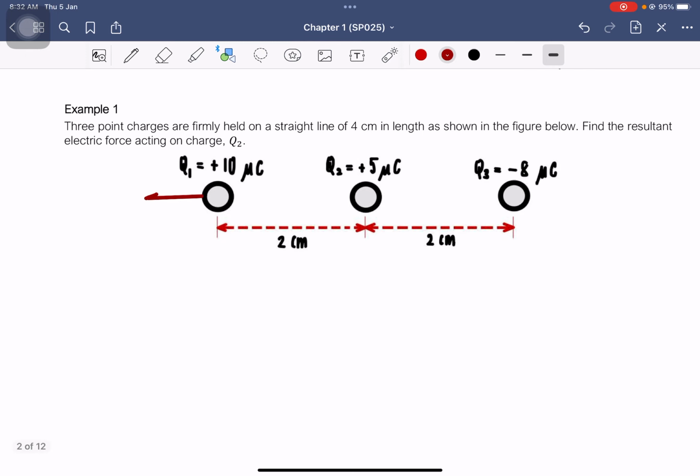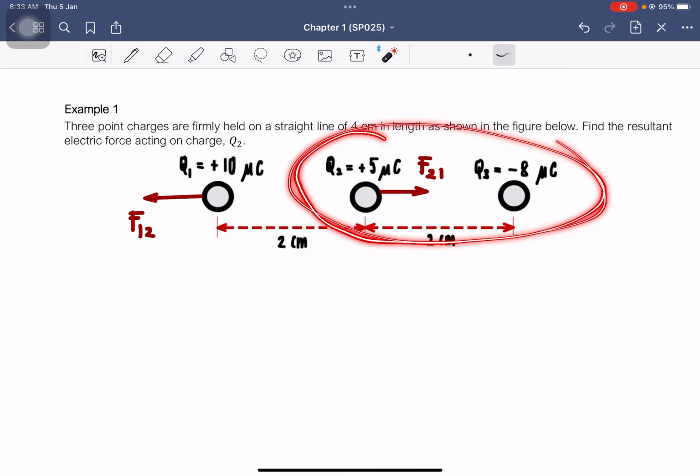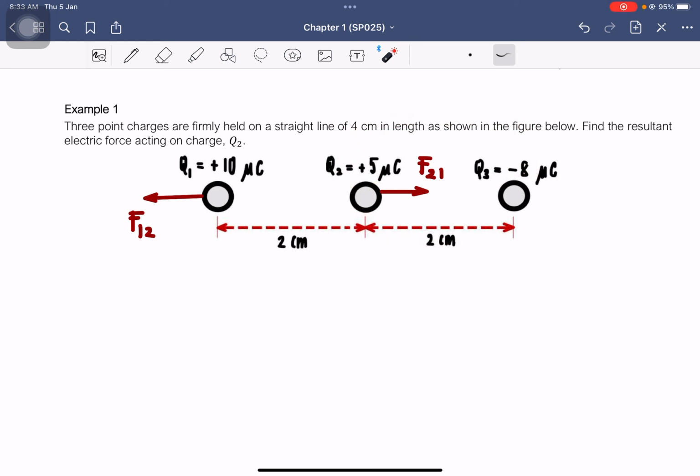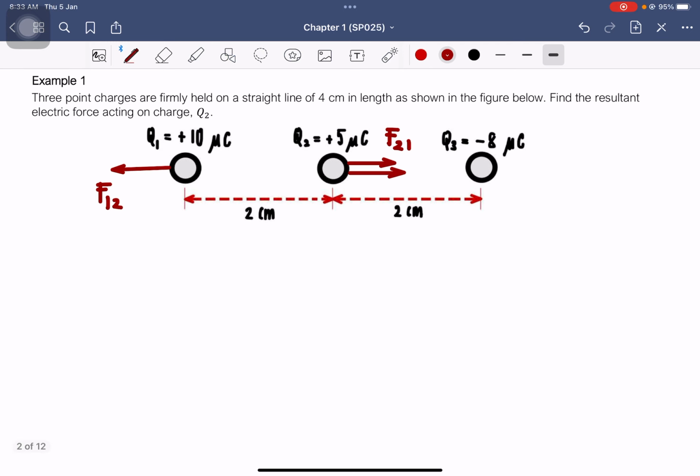Okay, and then this one's going to be pointing here, right? So label them. This is force on 1 by charge 2. This is force on 2 by charge 1. Next, we are going to consider Q2 and Q3. So this is opposite sign, meaning they will have attractive force. So this will be pointing there, and this one's going to be pointing towards the Q2 charge. Okay, so don't forget to label them. So this is force on 2 due to charge 3. This is force on 3 due to charge 2.